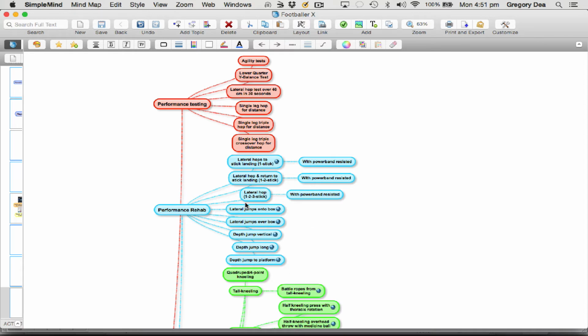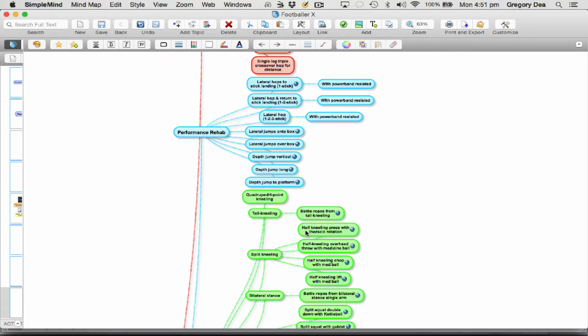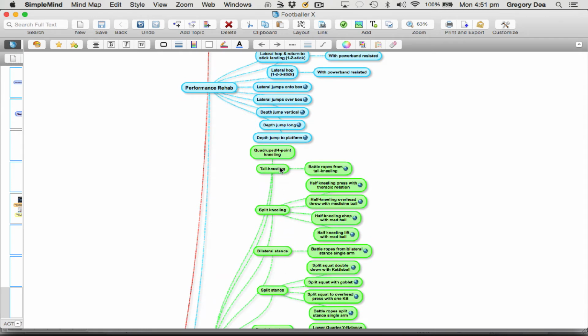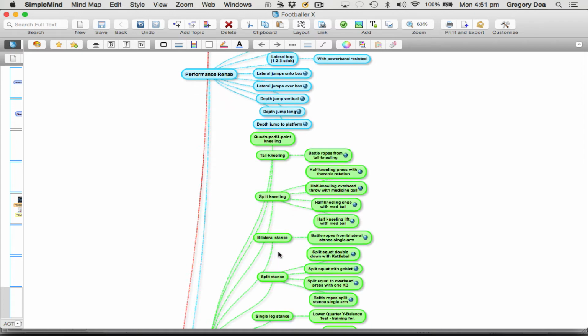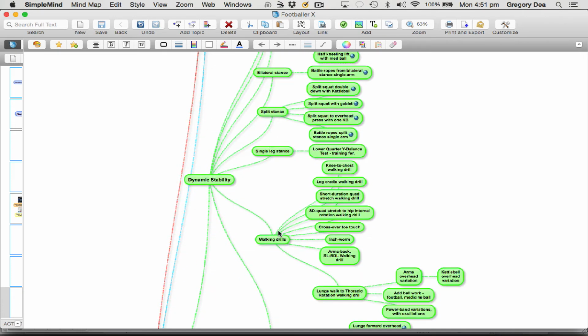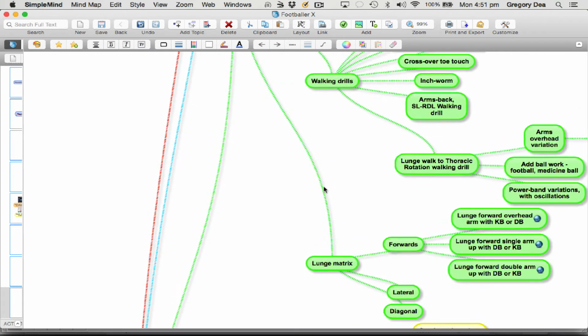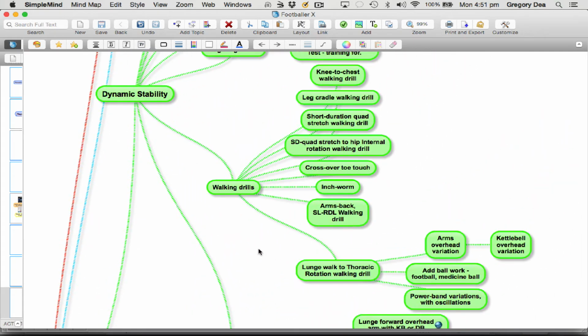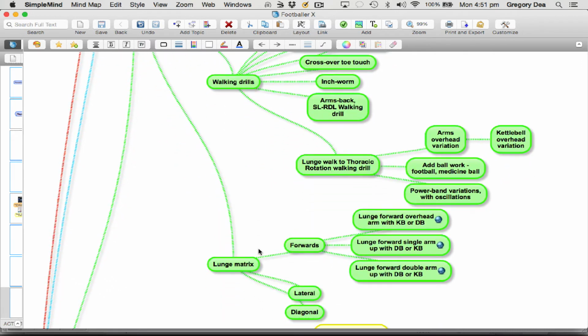Before he can do rehab at greater than body weight, he's got to do some rehab at body weight in various positions: 4-point kneeling, tall kneeling, split kneeling, bilateral stance, split stance, single leg stance. Then he's got to do some walking drills. These are all walking drills that this coach has seen before, but it's now giving him some context. So there's a range of different ones there.